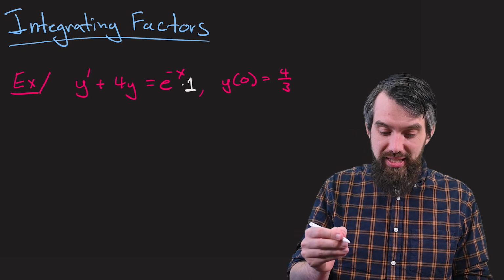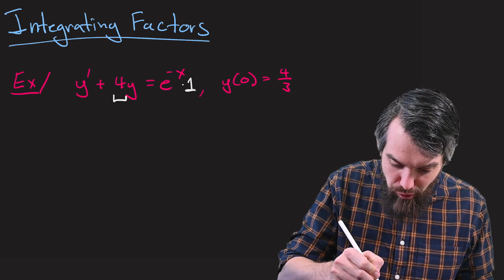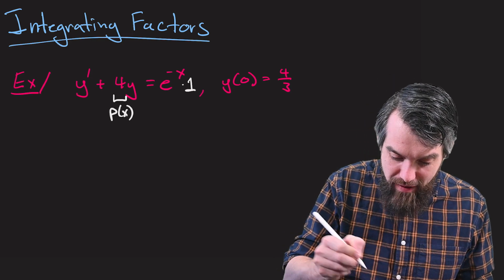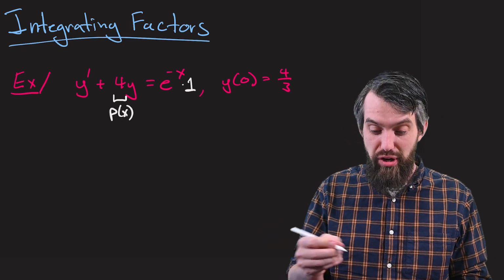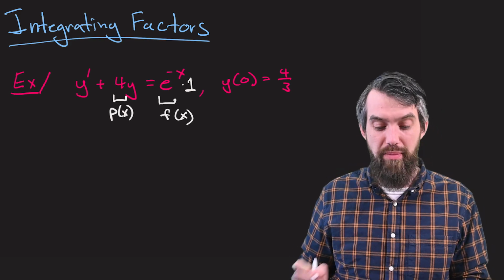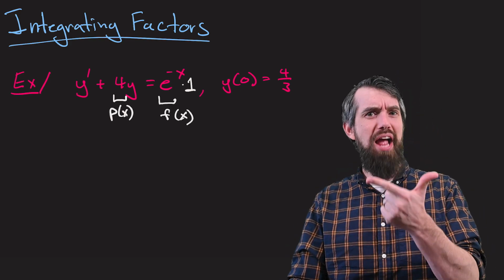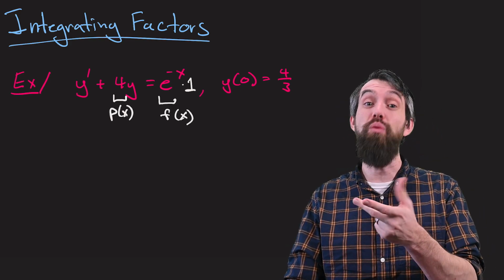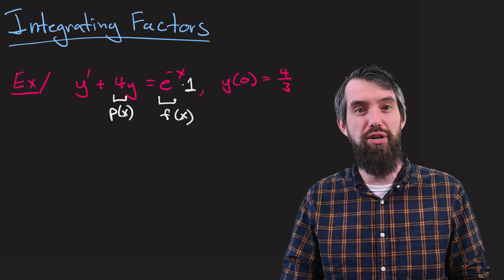And indeed, this is in standard form, and the coefficient function of y is typically called p of x, and the coefficient function of the 1 is referred to as f of x. So I'll just put the standard labels. But either way, the 1, the y, and the y prime all are to the power of 1 with coefficients, and those coefficients are some functions of x.